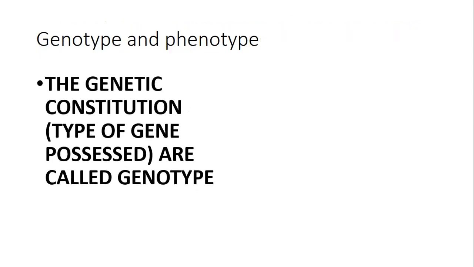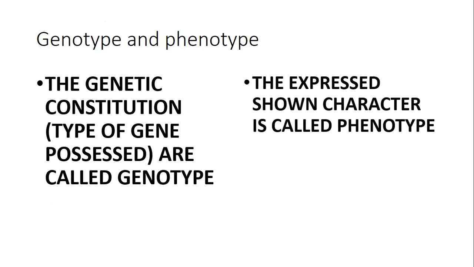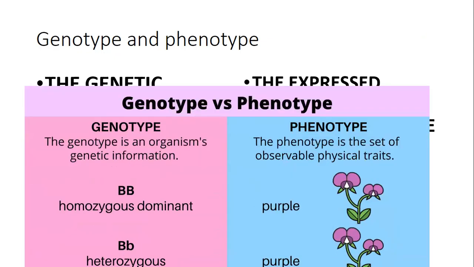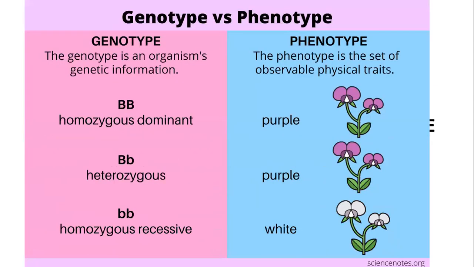Now genotype and phenotype. The genetic constitution or type of genes possessed is called genotype. The genetic makeup of the body is the genotype. The expressed, shown character is called phenotype. I've already told that a gene expresses a character, and this character is visible. Tall and dwarf: tall is visible, dwarf is also visible. The visible character is called phenotype. Here you can see genotype versus phenotype. The genotype is the organism's genetic information. Phenotype is the set of observable physical traits. Now, homozygous dominant, heterozygous and homozygous recessive.